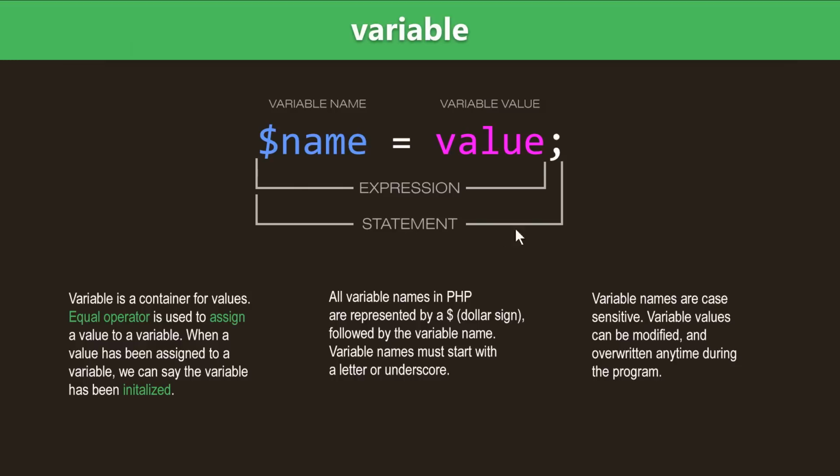Now, the statement in PHP ends with a semicolon. And you can think of statements as any kind of action in programming. So in this case, the action is simply assigning a value to the variable. And we complete the statement in PHP with a semicolon, which is how all the statements end in PHP.